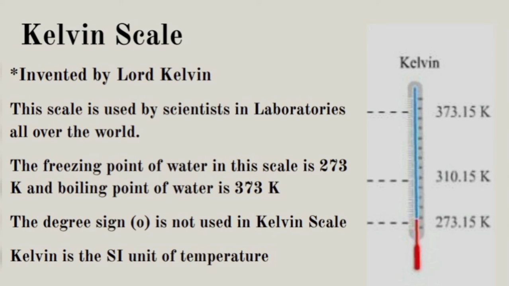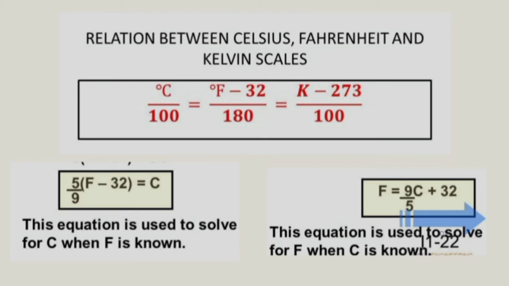Now we will be seeing how we interconvert these three scales. For that purpose we will be using a formula. That formula is C/100 = (F - 32)/180 = (K - 273)/100, where C means degree Celsius, F is Fahrenheit, and K means Kelvin. So these are the formulas which we use to interconvert.